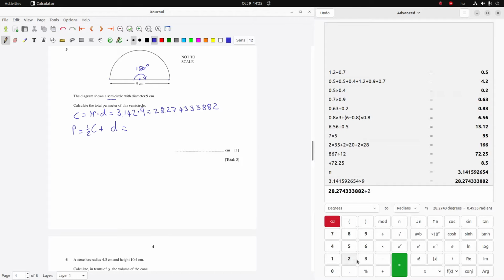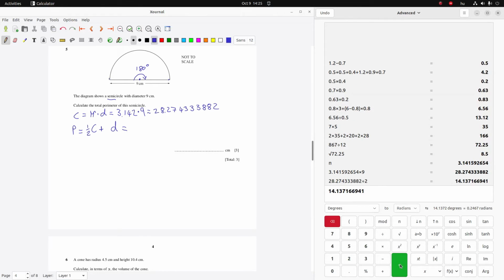Divided by 2 equals 14.3716691, plus 9 equals 23.37. I think that's enough decimal places. 23.37.